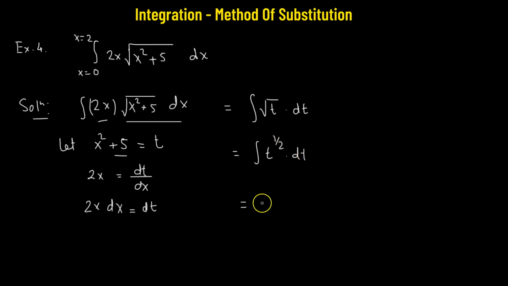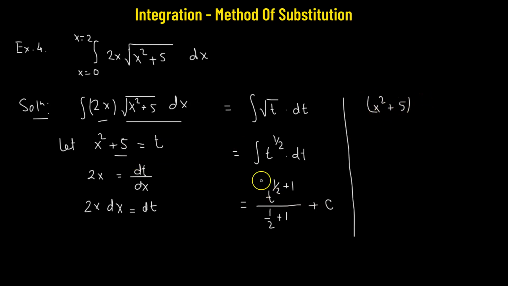We'll be using the power rule. So the power rule for integration is simply t raised to the power of half plus 1, divided by half plus 1, plus the constant of integration c. Now let's substitute the value of t with x squared plus 5. So we have x squared plus 5, whole raised to the power of half plus 1, which will be 3 over 2. And in the denominator, we also have 3 over 2. So we will simply write it as 2 over 3.